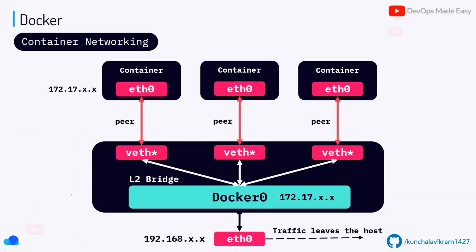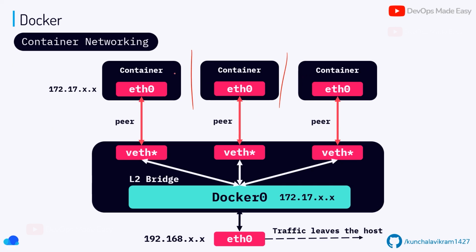Now the thing is how each container gets its own IP address. If you look at this image, each container is getting its own ETH0. This is the interface, you can just take it as the Ethernet interface. Each container gets its own interface with the same name because of network namespaces.